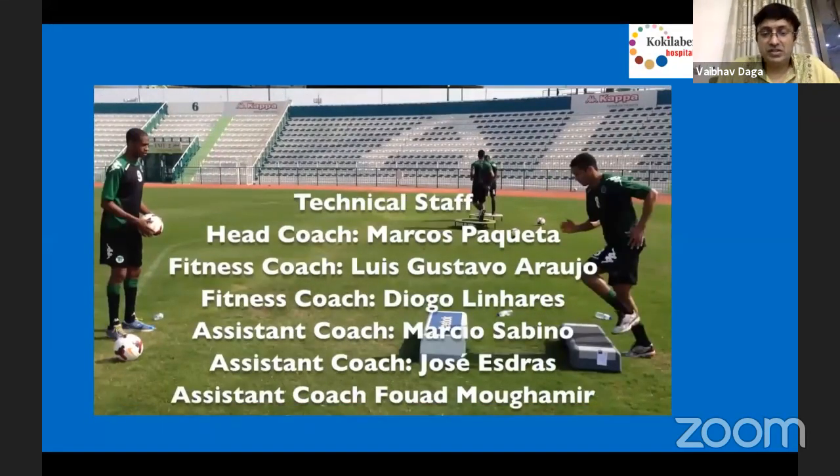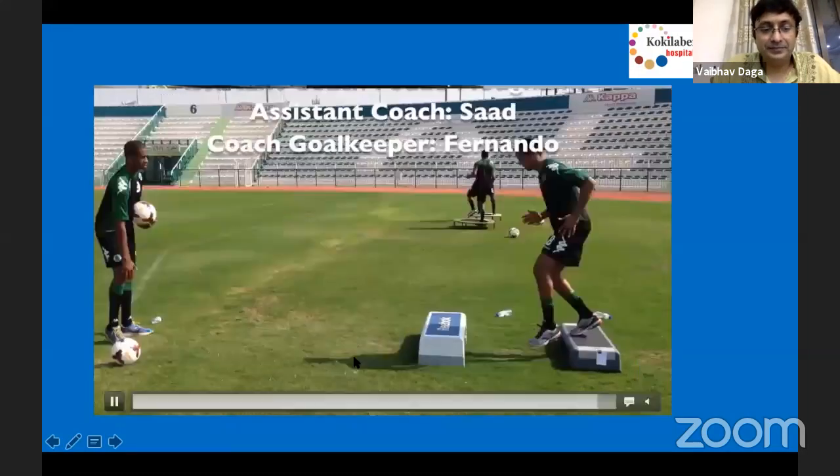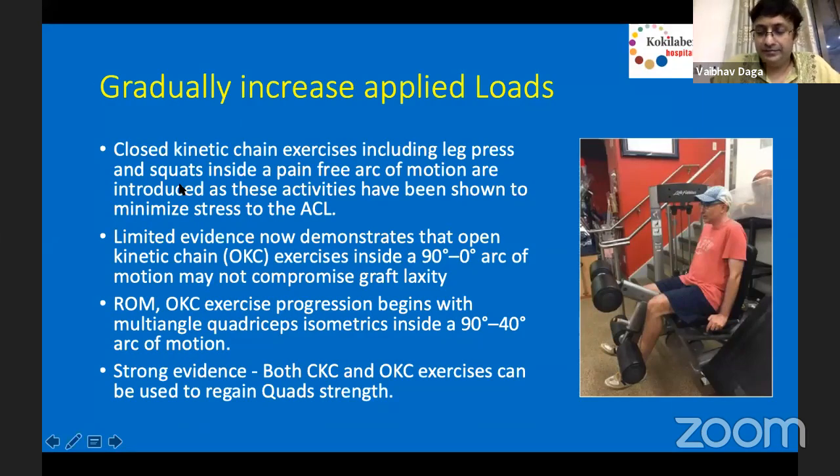So this was about neuromuscular training and how it can be progressed. After the neuromuscular training, you can gradually increase applied loads. Closed kinetic chain exercises, including leg press and squats, inside a pain-free arc of motion are introduced, as these activities have been shown to minimize stress to the ACL.